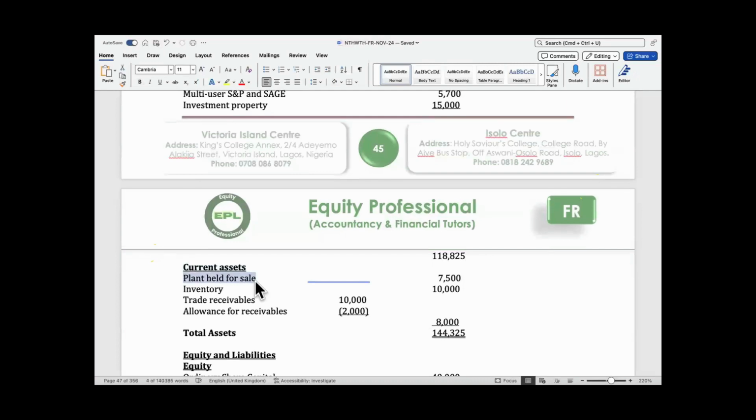Then my current assets. There was a plant held for sale. So this meets the definition of current asset, and it's under IFRS 5. You will still learn it. So that's why it's coming under current assets. In my trial balance, it was 775.